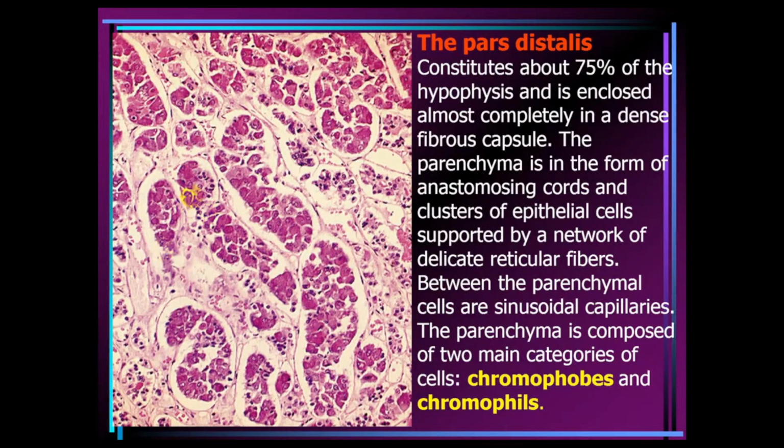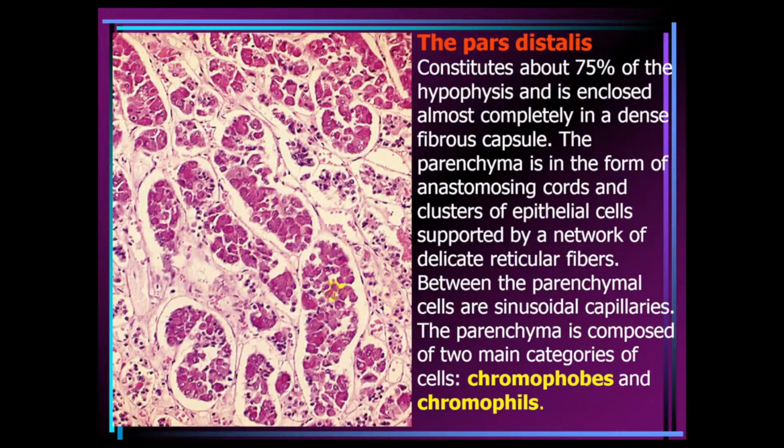Now the pars distalis of the adenohypophysis constitutes about 75% of the hypophysis and is enclosed, as I said, by a dense fibrous capsule. The parenchyma of this pars distalis is formed by sheets of epithelial cells. You see, sheets of epithelial cells.